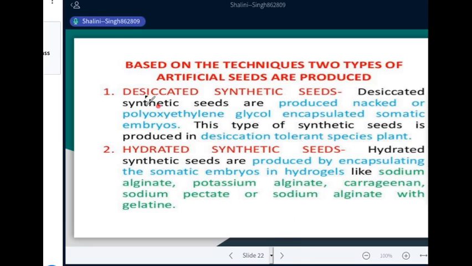Based on the techniques, there are two types of artificial seeds which are produced. One are desiccated synthetic seeds, which are produced naked, or polyoxyethylene glycol encapsulation is done. And second are hydrated synthetic seeds. Hydrated synthetic seeds are produced by encapsulating the somatic embryos in hydrogels like sodium alginate, potassium alginate, carrageenan, sodium pectate, or sodium alginate with gelatin.